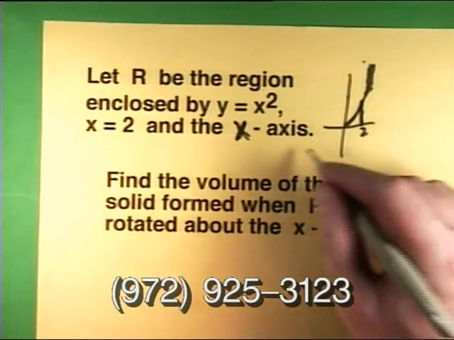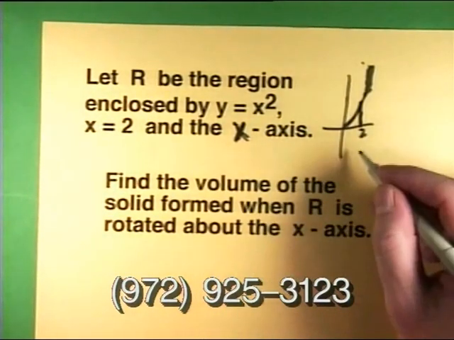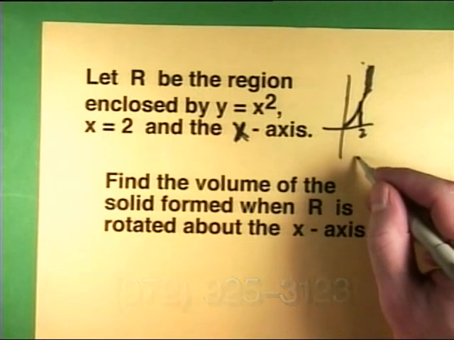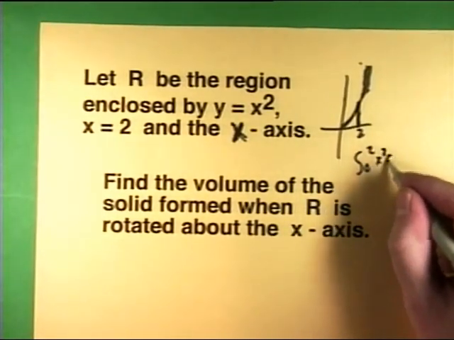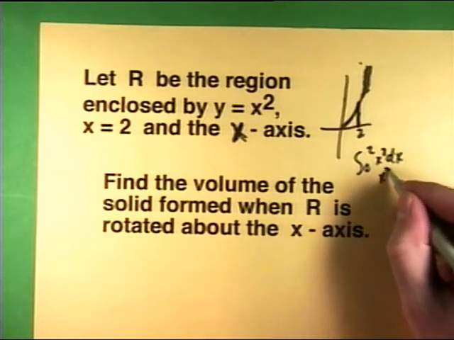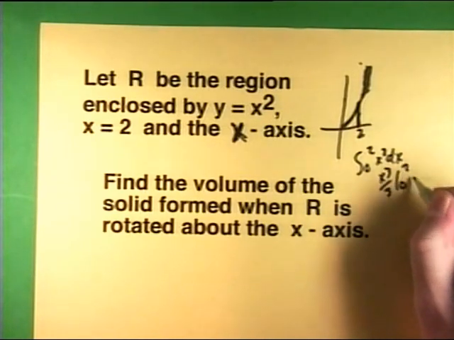No, I want the area first. Oh, the area? Yeah. Integrating from 0 to 2. 0 to 2 of what? Of x squared. Right, that's pretty easy, right? Yeah. And it's x cubed over 3 from 0 to 2, so the answer is 8/3.